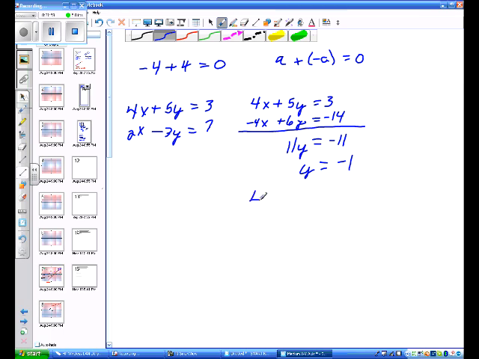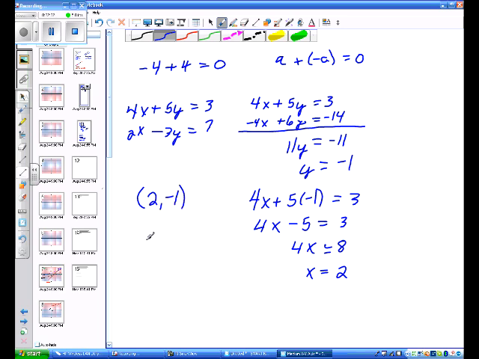I'll take the first one, 4x plus 5 times -1 equals 3. So 4x minus 5 equals 3. Adding 5 to both sides, 4x equals 8, and then dividing by 4, x equals 2. So our solution would be 2, -1. This would be the point that would make both equations true. If we graphed our equations, this would be the point where they would cross. And graphing is another way we have of solving them. It's just not very accurate because they don't always cross at nice little integers like 2, -1.